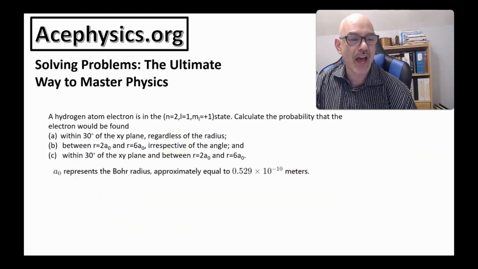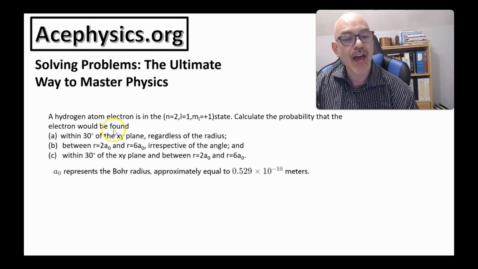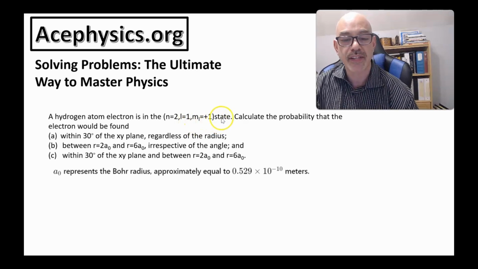Hi, on the next few slides, I'd like to solve a problem, and in this particular problem, the wave function will depend on the angle. Terrific! A hydrogen atom electron is in the n equals 2, L equals 1, ml equals plus 1 state.